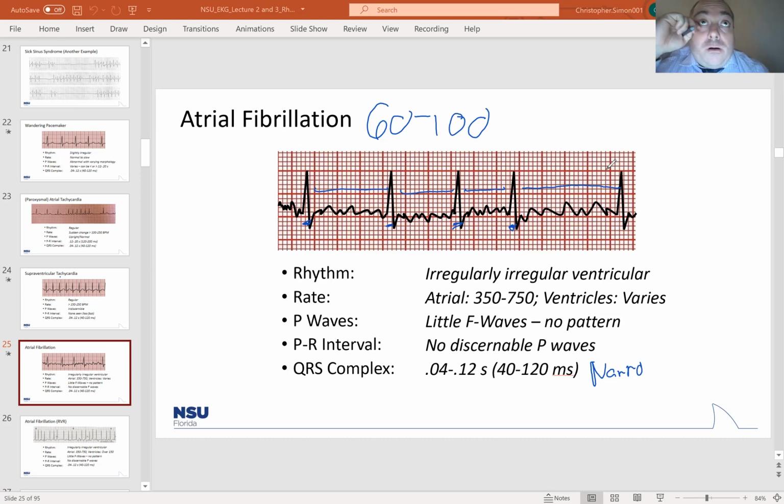So the hallmark of AFib is going to be non-discernible P waves. It looks like that, right? And an irregular R-to-R interval. That is the hallmark of AFib. If it's 60 to 100, it's going to be AFib. If it's under 60, we would say it's AFib with slow ventricular response. And if it's over 100, it's going to be AFib with rapid ventricular response. But like we said, we don't really worry about it till it gets to be significantly faster, right?